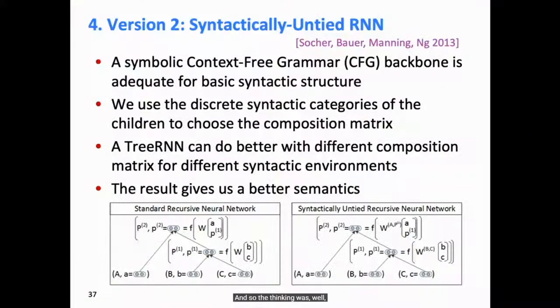And so the thinking was, well, in terms of deciding what's a good tree structure for a sentence, that's actually something you can do pretty well with a symbolic grammar. The problems with symbolic grammars aren't that they can't put tree structures over sentences. The problems you have with those grammars is that they can't compute meaning representation, and they're not very good at choosing between alternative tree structures. But we could divide up the two parts.